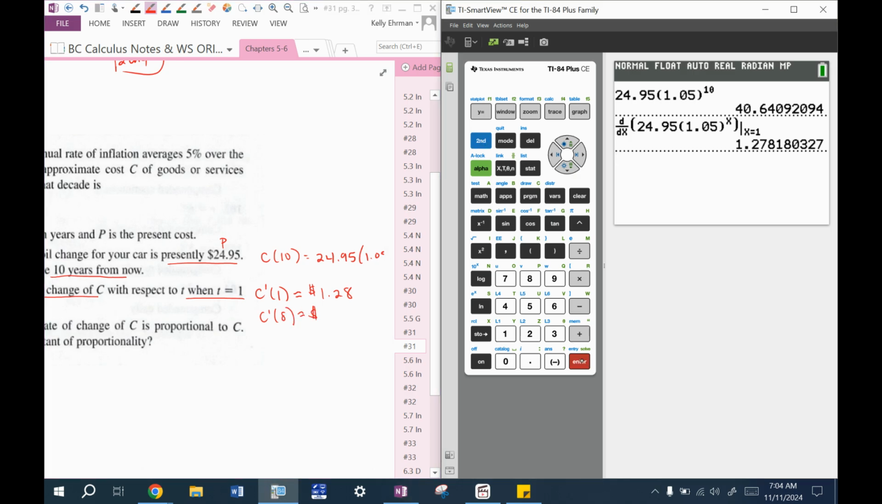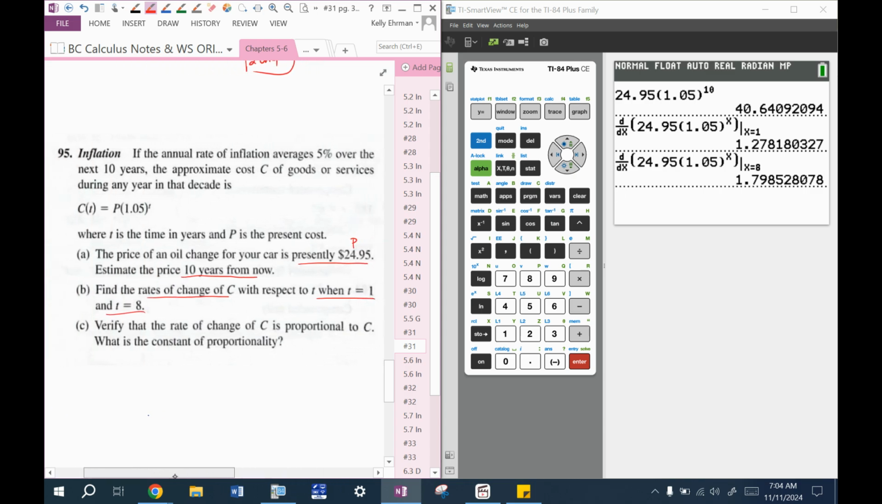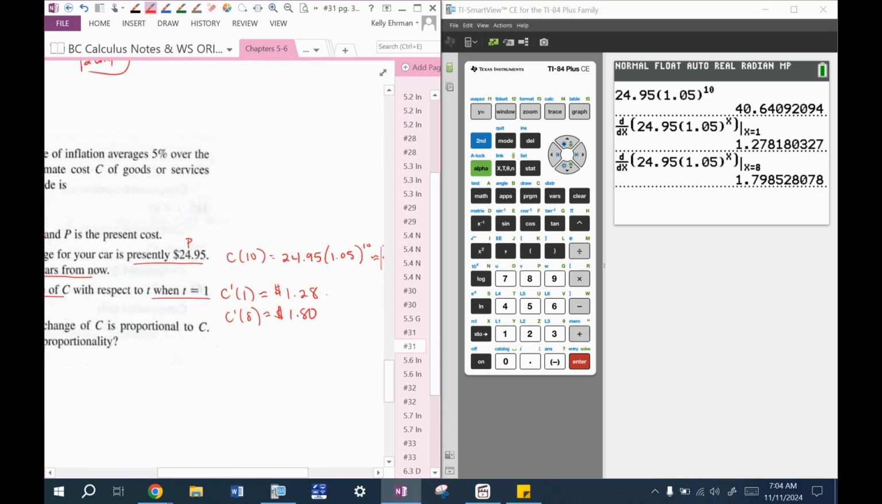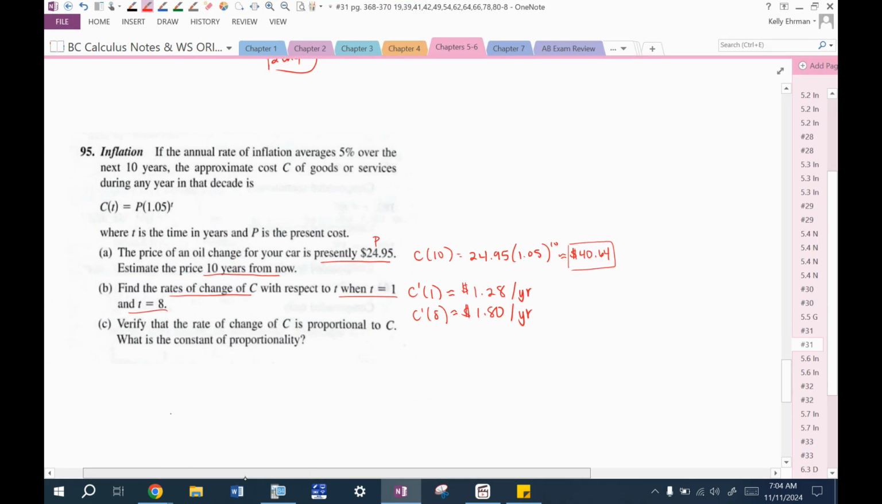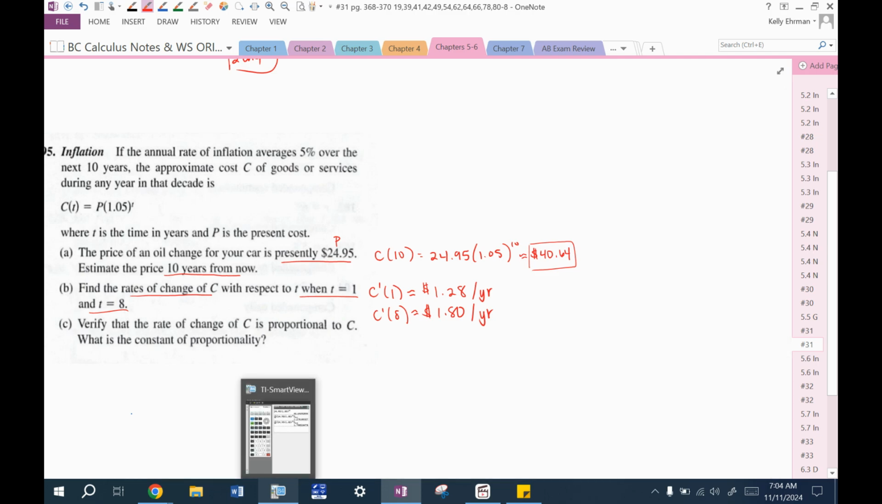And C prime of 8 is the same thing, second enter, and just change this to 8. 1.80. If I had to label those, I put in the dollar amount, it should be that dollar amount per year. So the cost of the oil change is increasing at $1.28 per year or $1.80 per year.